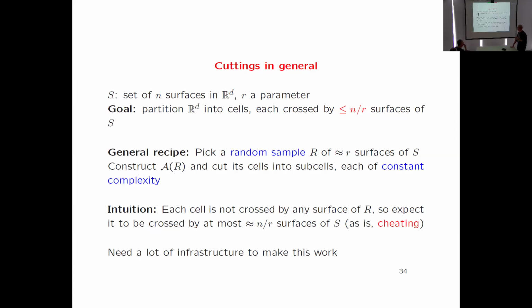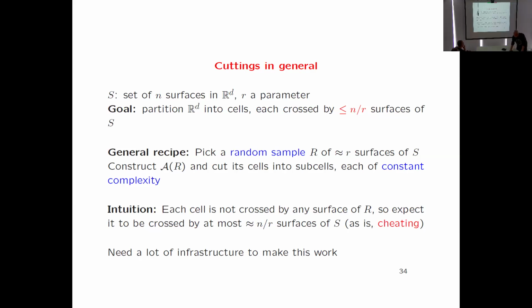So here is a general recipe. You pick a random sample of about r, slightly more than r, surfaces from your set, call it R. You construct the arrangement of R, and you somehow cut each of its cells into constant complexity subsets. This is very important in a minute. And then you want to say something like this. Look at such a cell.